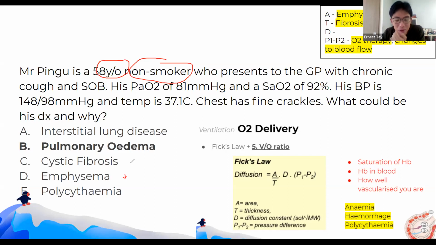Yeah, but it's basically about two kids with cystic fibrosis and they die in their teens. So that's how I remember it, and it's probably not cystic fibrosis.